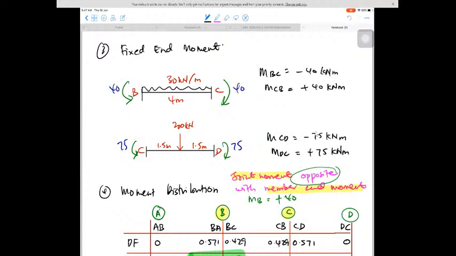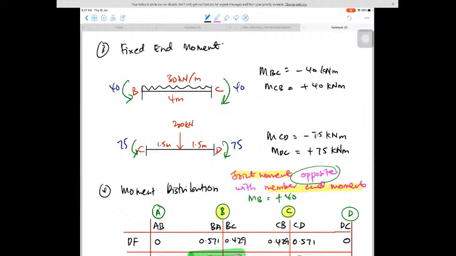Okay, MBC is negative because it is counterclockwise. The same goes for 75 for MCD, it is negative because it is counterclockwise. And then step number 4.